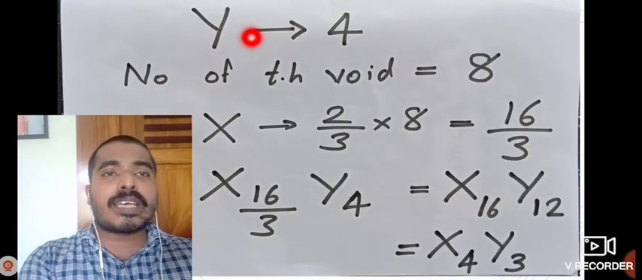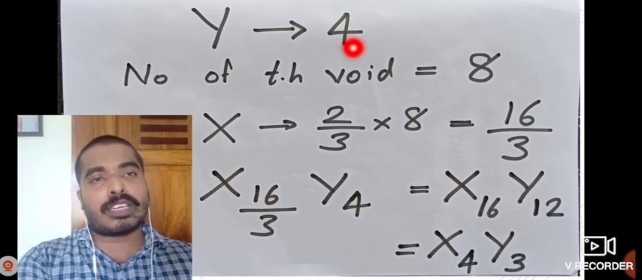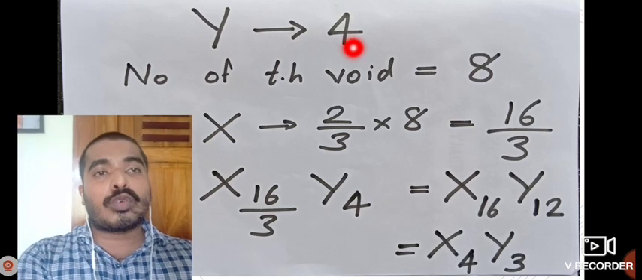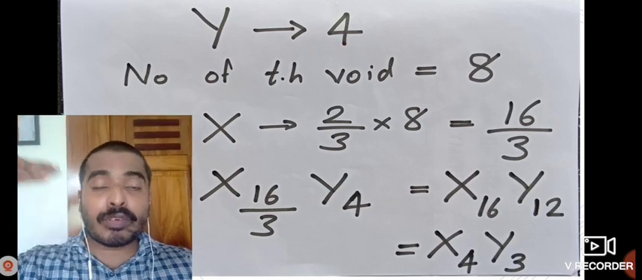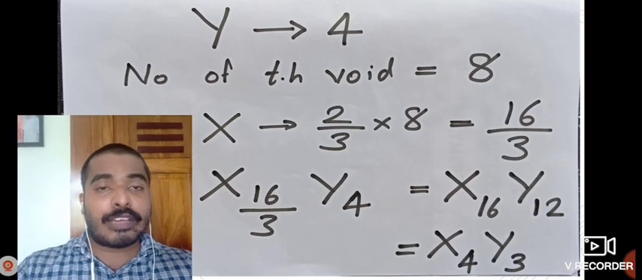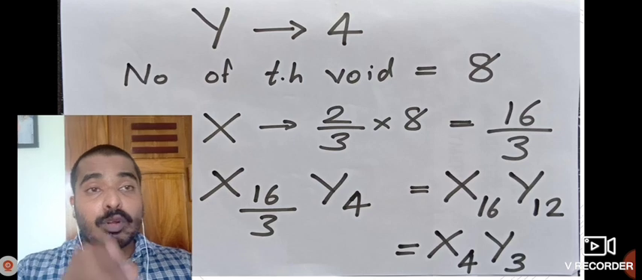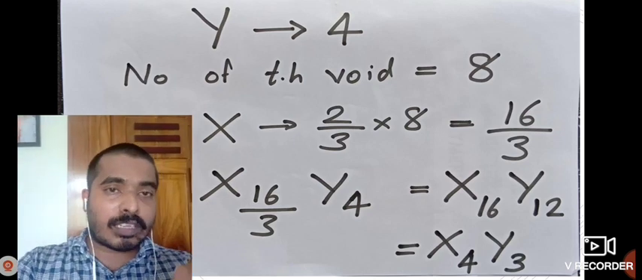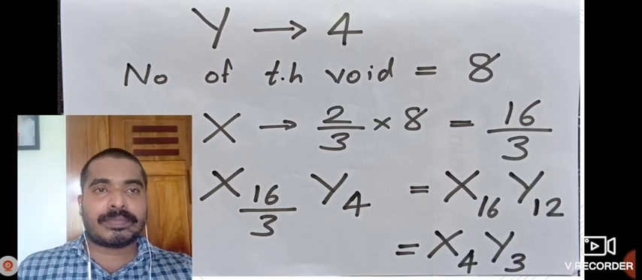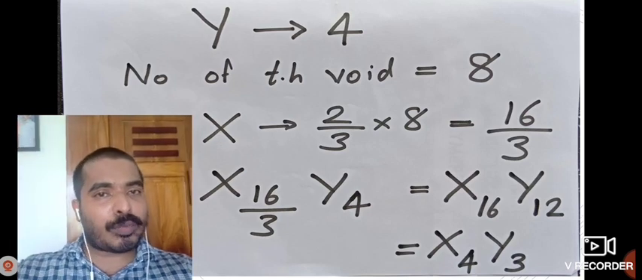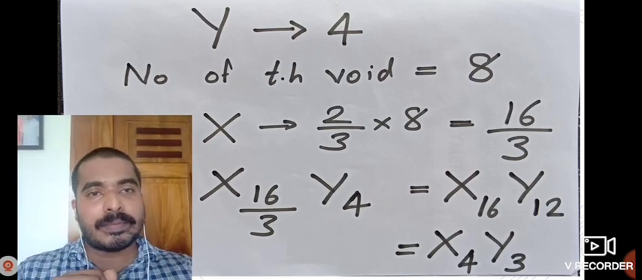Now Y atoms occupy CCP. So number of Y we will take as 4. Effective number of particle in CCP is 4. So Y let it be 4. For 4 particles there will be double the number of tetrahedral void. That's a specialty. If number of particle is 4, tetrahedral void will be 8. Number of particle is 4, octahedral void will be 4 itself, but tetrahedral void is always double the number of particle. Octahedral void is same as the number of particle, but tetrahedral void is double the number of particles.